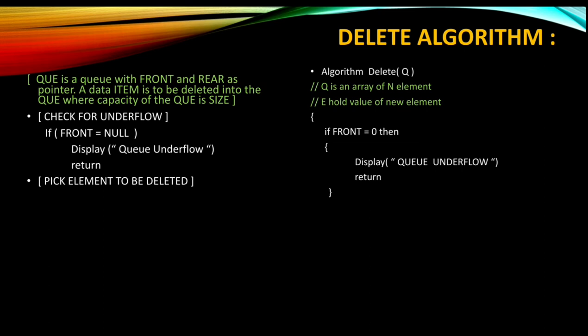Now we have to focus on the element that should be deleted, because the queue has some elements to be deleted. We have to pick that element from the front end and keep it in item, a variable which contains the value of q at the front location. We will pick the element and then display that the element is deleted.